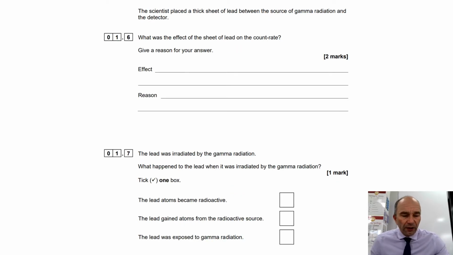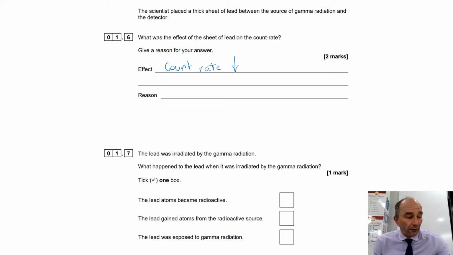Now, the scientists placed a thick sheet of lead between the source of gamma radiation and the detector. Now, what was the effect of the sheet of lead on the count rate, and give a reason for your answer. Now, the effect would be that the count rate would decrease. Now, they would accept that the count rate would drop to almost 0, but it would definitely be decreased because our lead will absorb the gamma radiation.